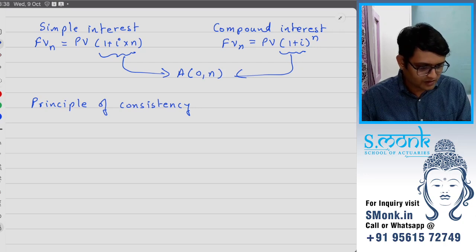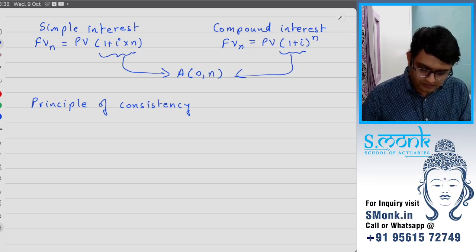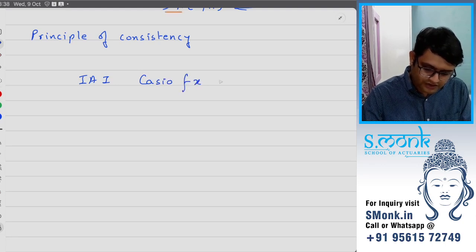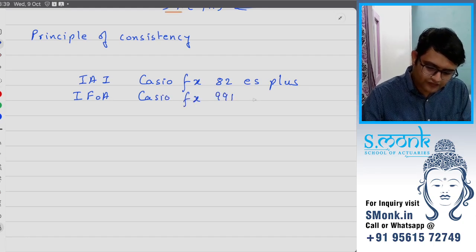Okay, so one more thing, calculator. If you are giving the paper from IAI, that is the Indian Institute, you should buy the Casio FX 82 ES Plus. If you are giving the paper from IFOA, the UK Institute, you should buy the Casio FX 991 ES Plus.